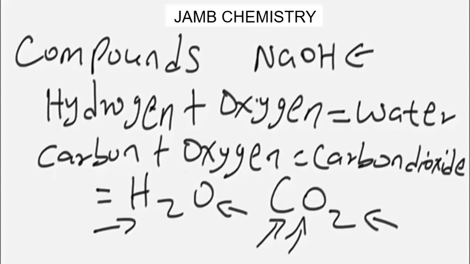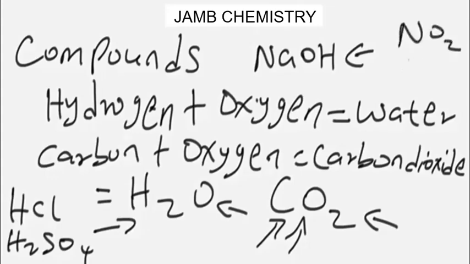Another example of an ionic compound is hydrochloric acid. Another example is tetraoxosulfuric acid, sulfuric acid. These are examples of ionic compounds. Another example of covalent compounds, we have water, which is also a covalent compound. Another example of covalent compound is nitrogen dioxide, sulfur dioxide, and the rest of them.